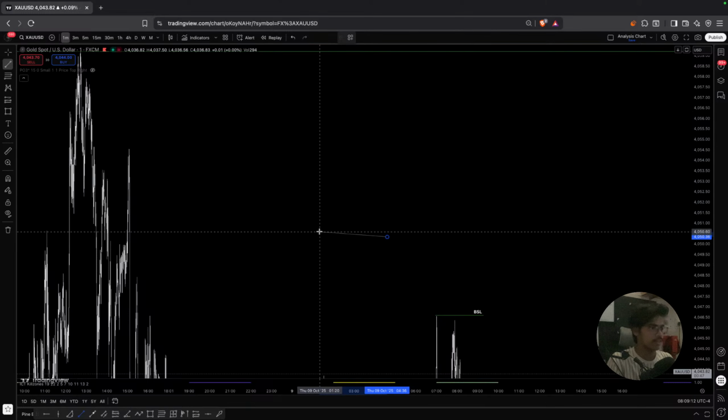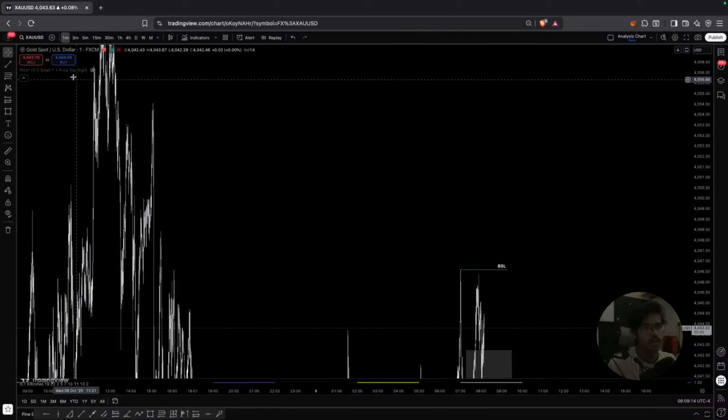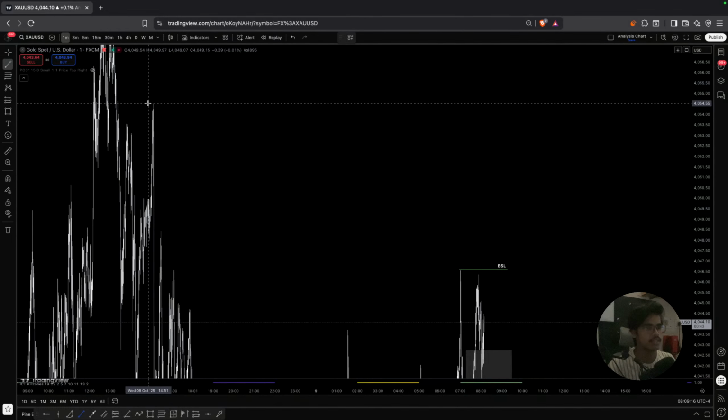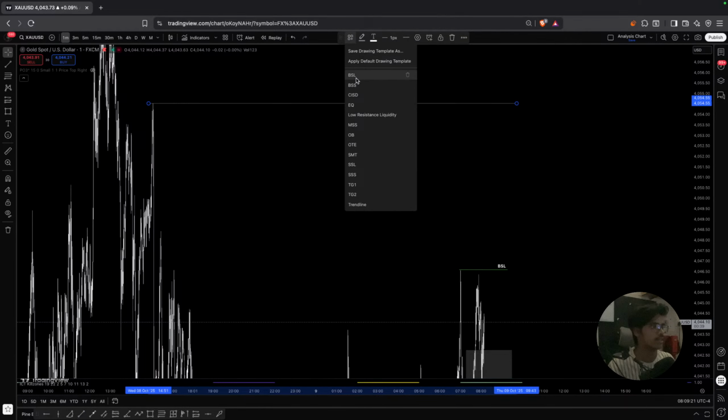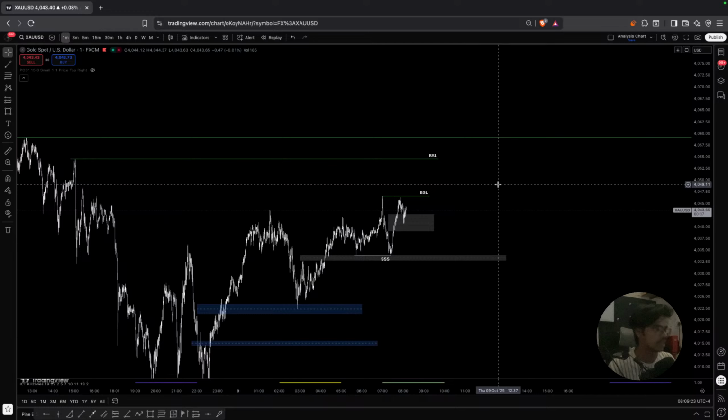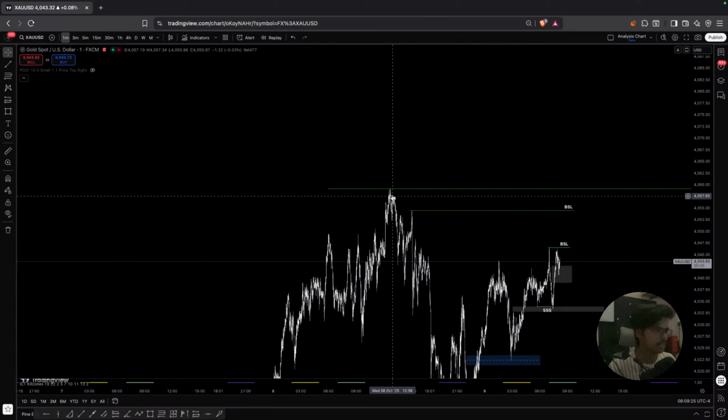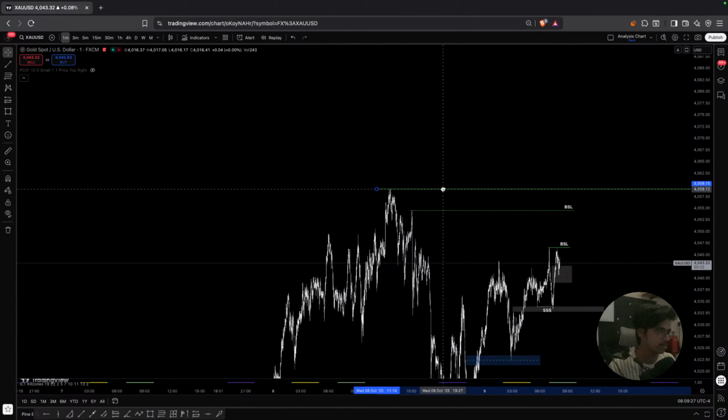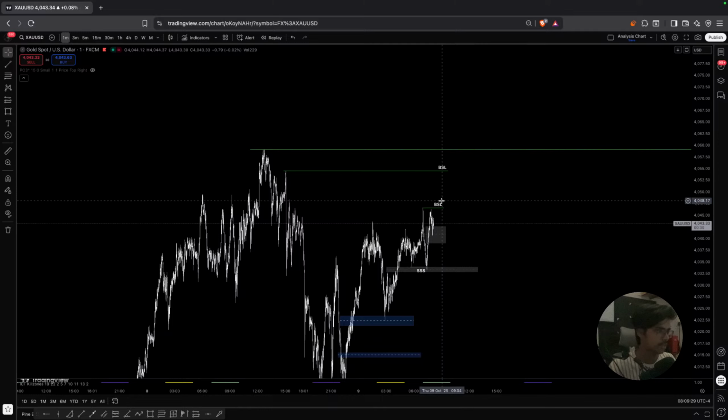Average view duration. Okay. Finally, let's leave it. Now the thing is, we have buy side liquidity resting just above this point. Now we have buy side liquidity here, buy side liquidity here, buy side liquidity here.